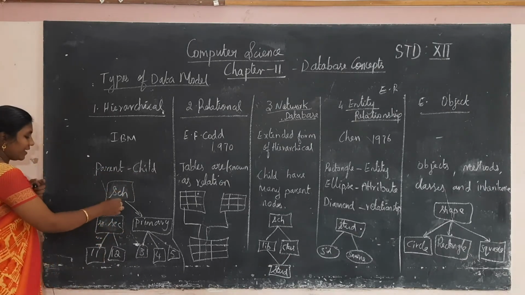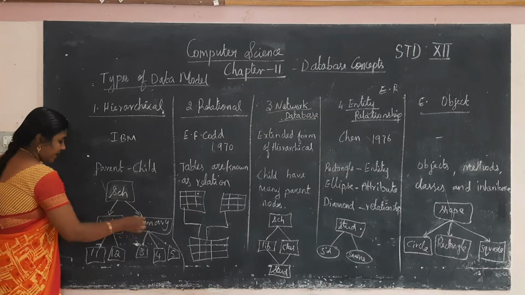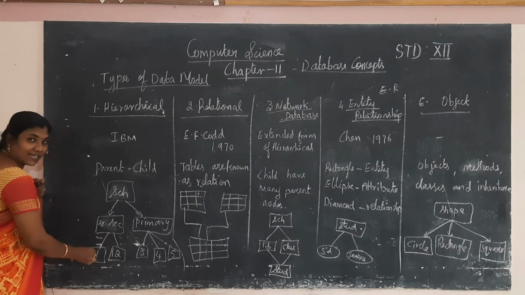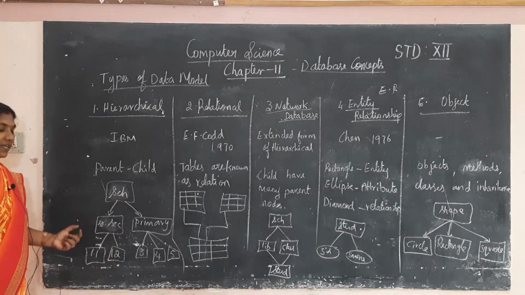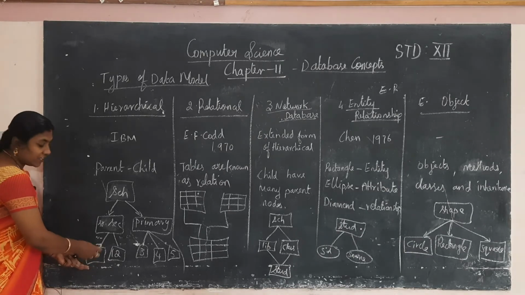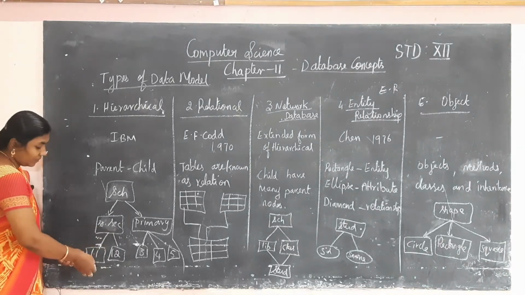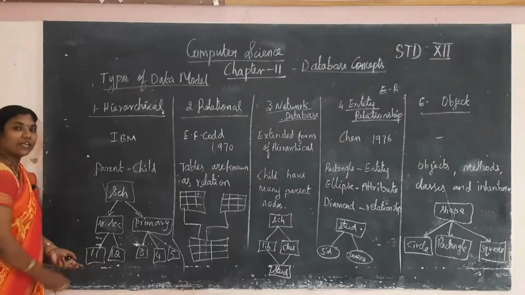So from school we have senior secondary and primary. From senior secondary we have class 11 and class 12. That is, the child will be connected to only one. So the child will be connected to only one parent.